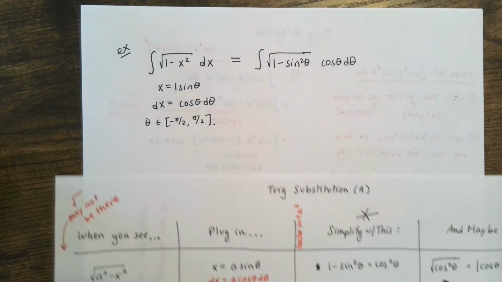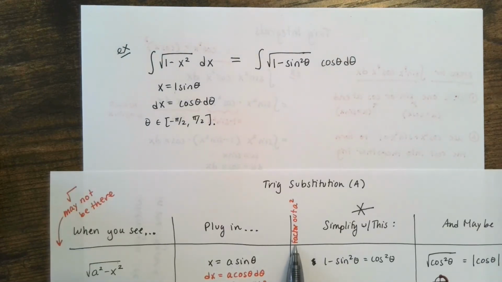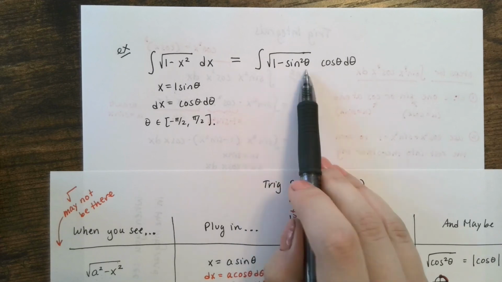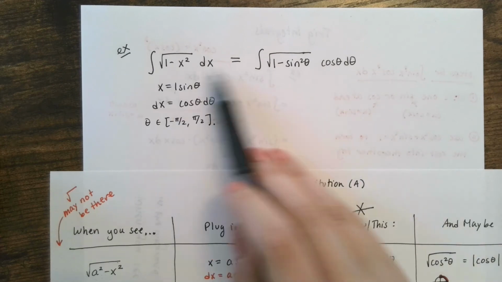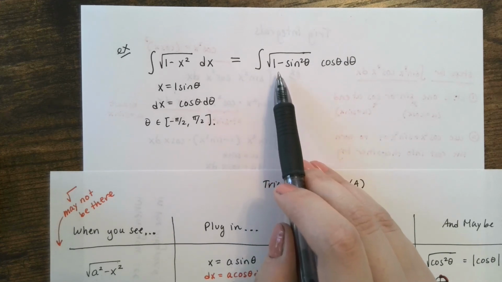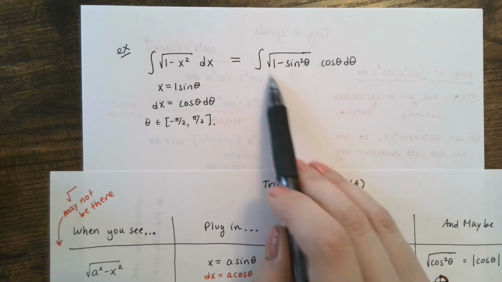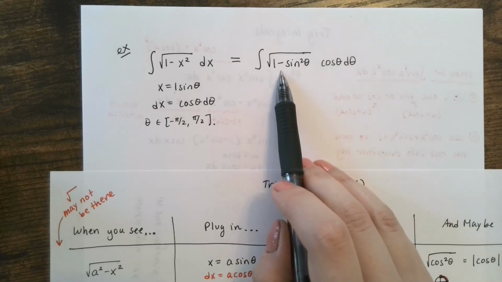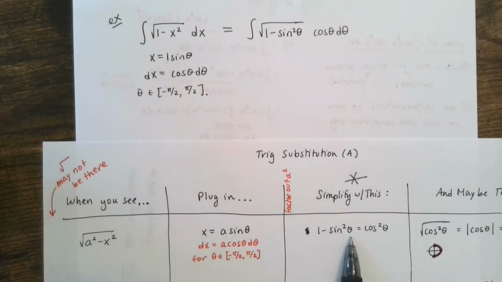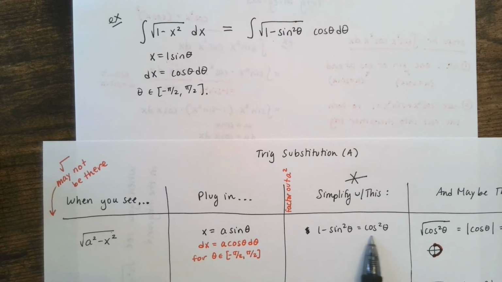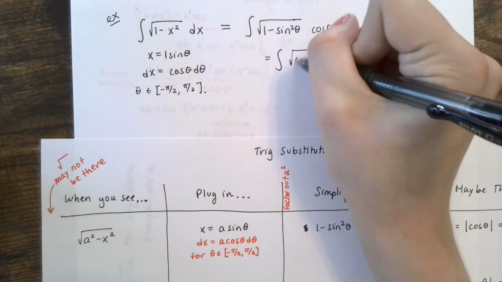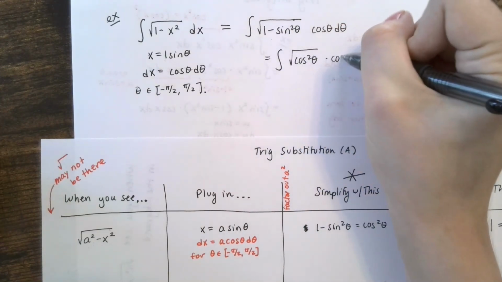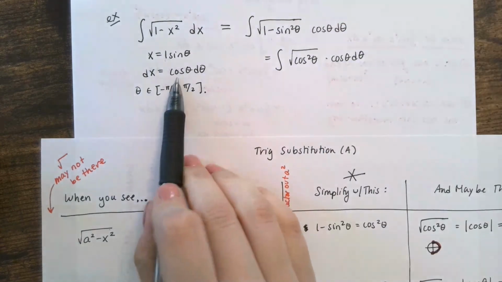All right, so in this one, that step to factor out the a squared, we're going to skip because a was just 1. If a squared had been, let's say, 4, we would now have a step here where we factor out a 4, but we don't have that here. So we're going to jump straight to simplify. I have 1 minus sine squared, and I'm going to put cosine squared under that radical instead. And then we have cosine theta d theta from the dx here.